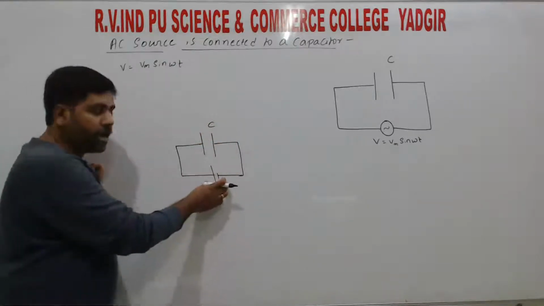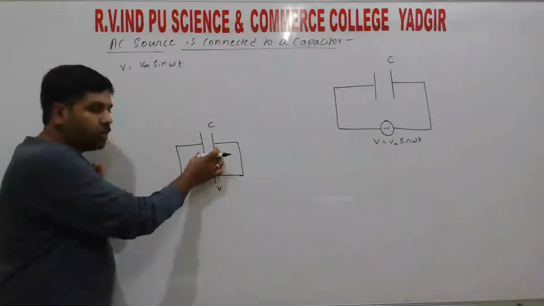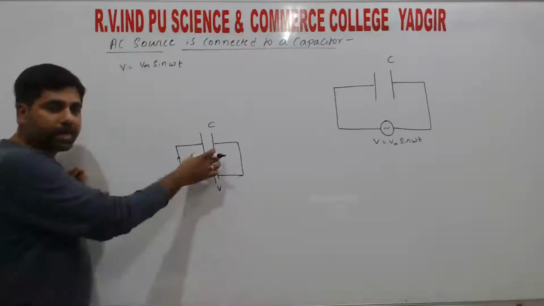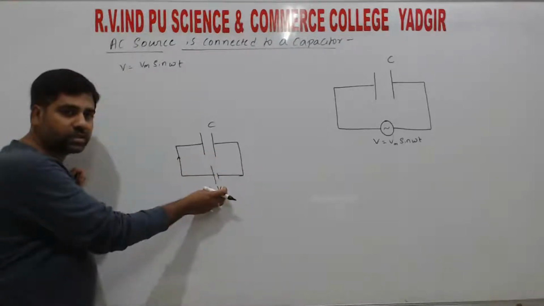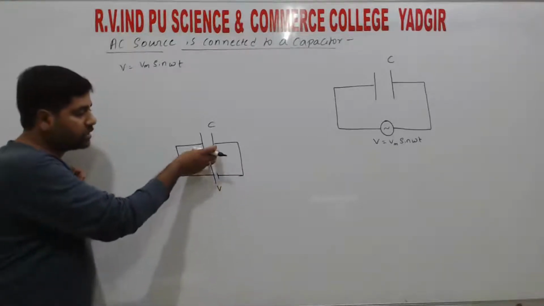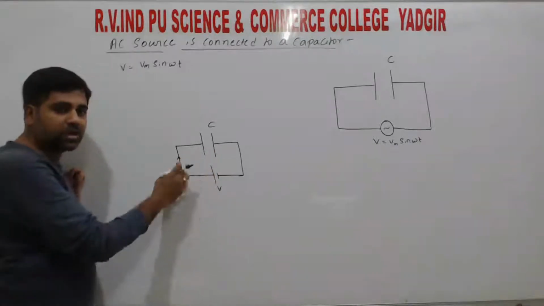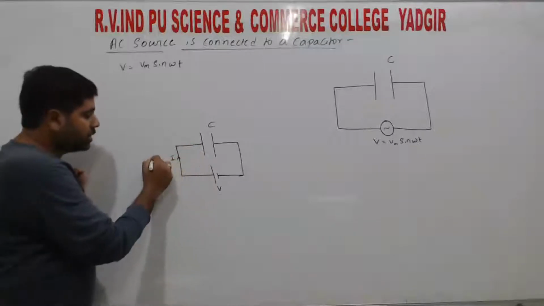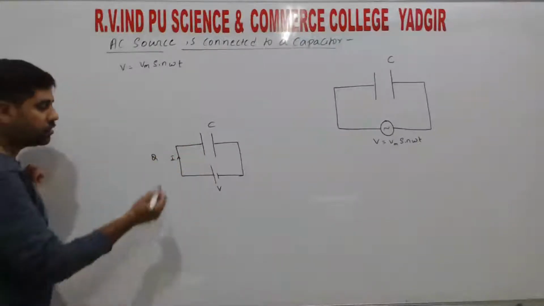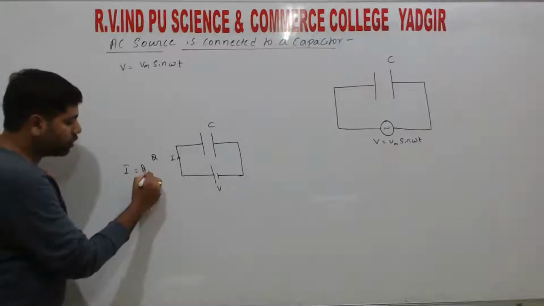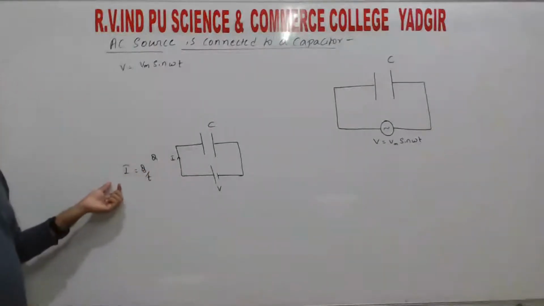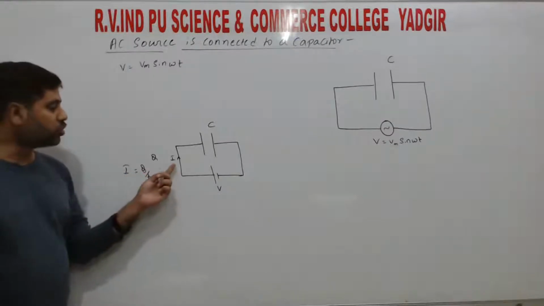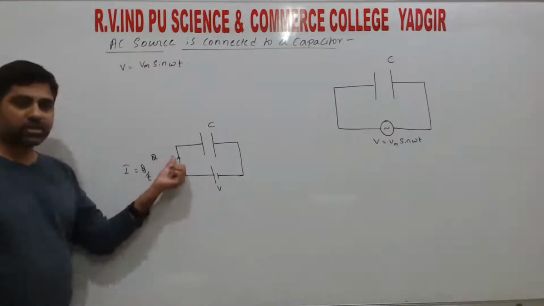When we apply the potential across the capacitor, the current starts to flow across the capacitor, right? As the current is flowing, that means the charges are flowing in the circuit. We know the relation I equals Q divided by t. We define current as charge flowing per unit time. So here the current is flowing means the charges are flowing.